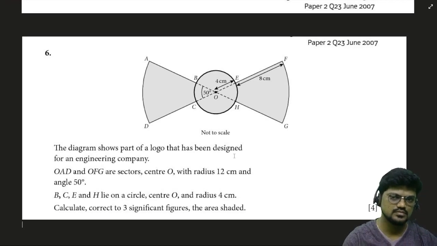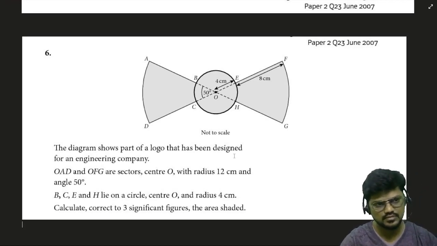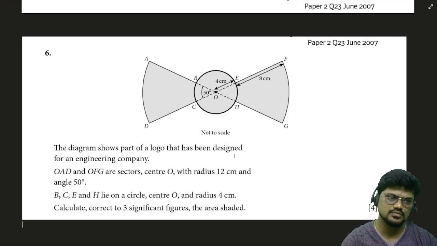Yeah, yeah. So you find the area of the two big sectors, and then you find the area of the two smaller sectors, and then you add them. Then that's it. Yeah. Palak, can you tell?